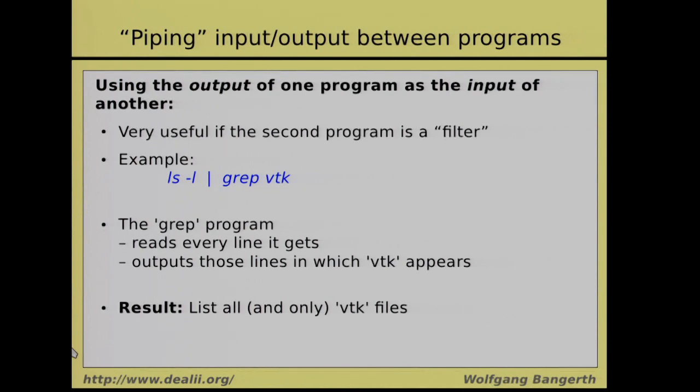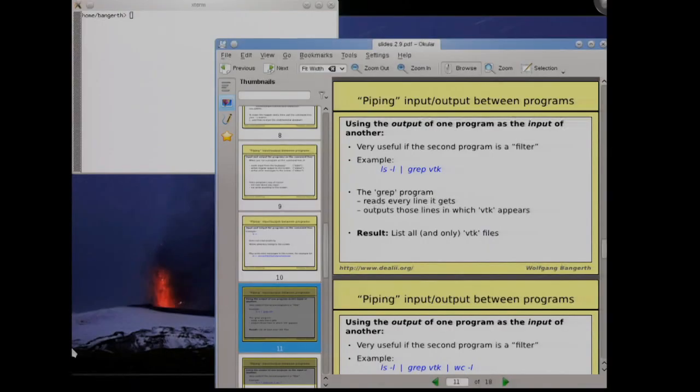And that, in this case, means that grep reads all of the output from ls -l. It's not going to appear on the screen. And it outputs only those lines that contain VTK. So let me show this to you.